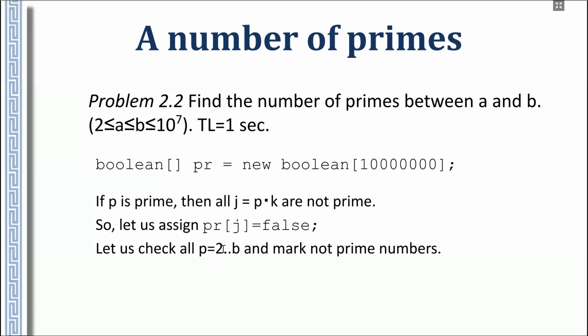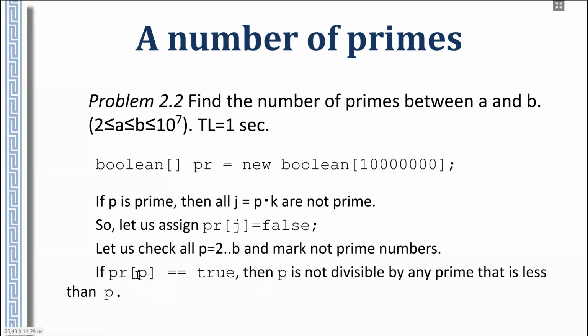We check all numbers from 2 to B, and if the number is prime, we will mark all non-prime numbers that are bigger than this one. So if some number P is prime, we can be sure that it is not divisible by any prime number before P, because for any prime number before that, we already ran this process.